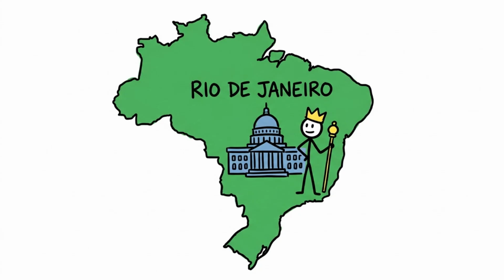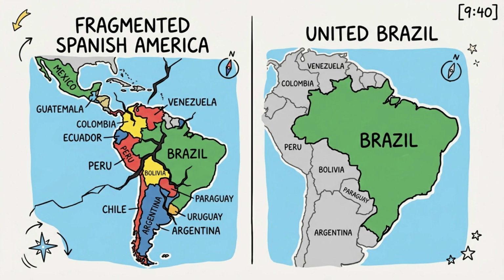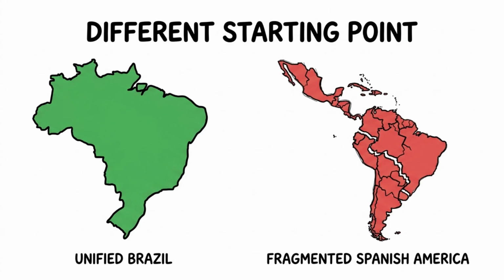When independence came, Brazil already had one functioning central monarchy, one capital, and one administrative structure that the entire territory was accustomed to obeying. Brazil did not fragment the way Spanish America did, because it never had the same fragmented starting point.